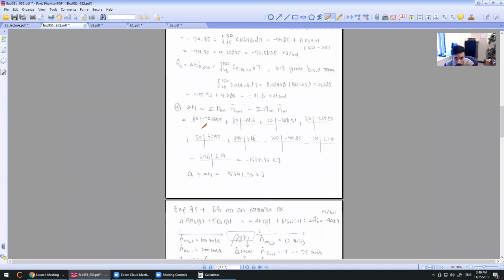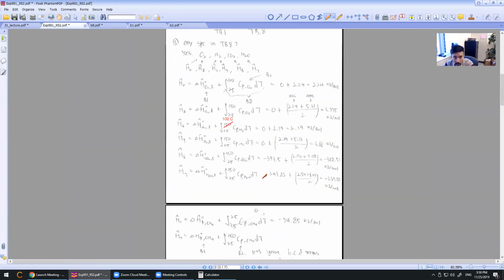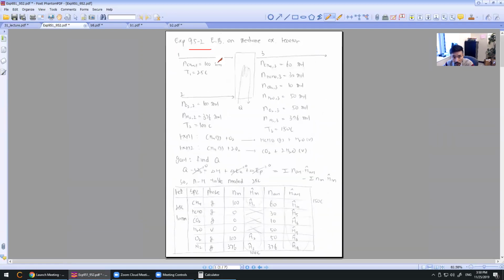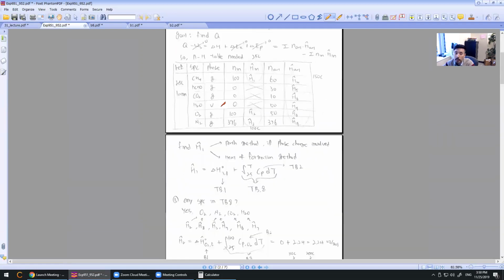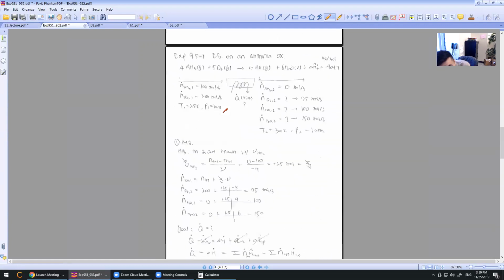So if you plug in the numbers, as I just said, and then calculate, we have the answer as negative 15,341.73 kilojoule. The unit is kilojoule, because this is kilojoule per mole and this is mole, so the mole cancels. So we find Q, which is delta H, as this number. So we have completed solving this example 9.5-2. That is a multiple reaction case.